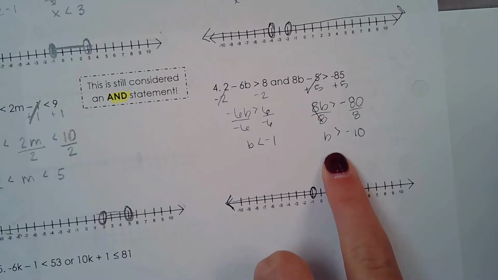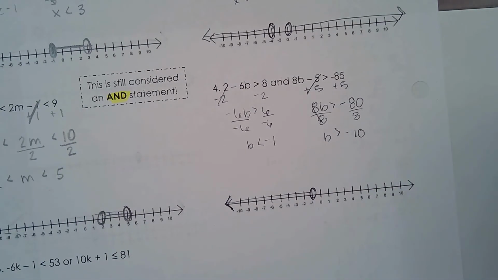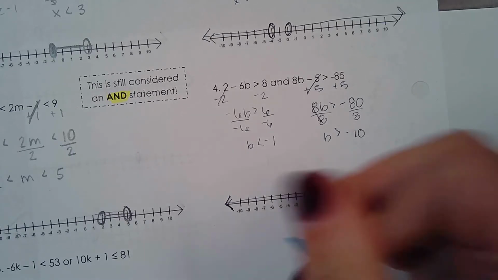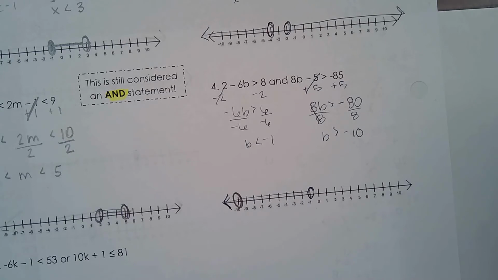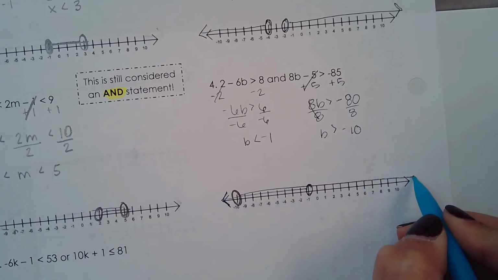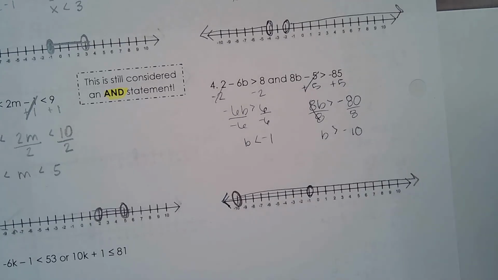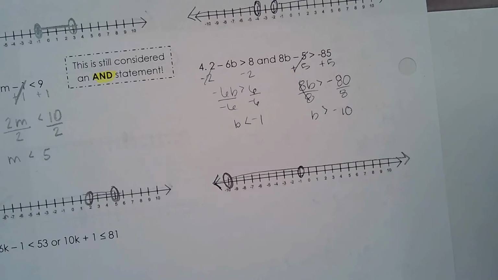Then for the second part, we got B is greater than negative 10. So Zach, is that going to be an open circle or closed circle? Open circle at negative 10. And do we shade to the left or the right? To the right? So where's our answer going to be? Because it's an and statement.